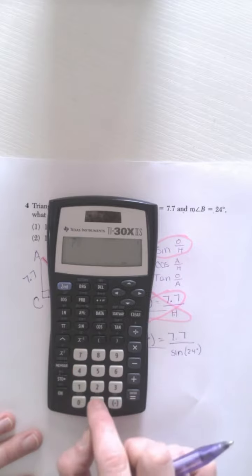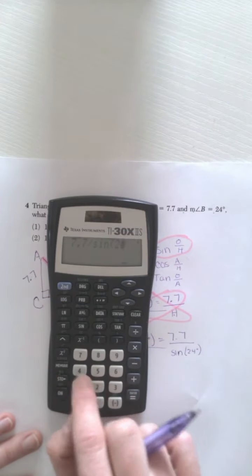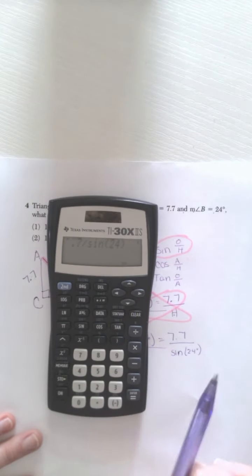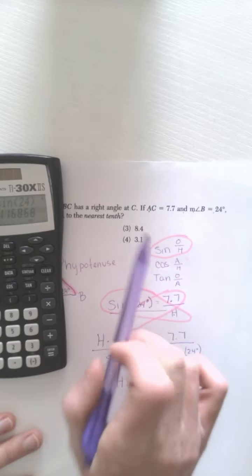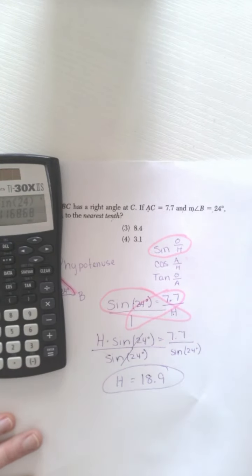Now I'm going to grab my calculator and do the computation. 7.7 divided by sine of 24 is equal to 18.93116868. Fortunately, I don't have to write that. It tells me to round to the nearest tenth. So my final answer, the length of the hypotenuse, is 18.9.